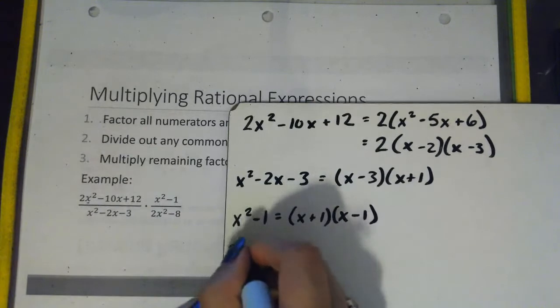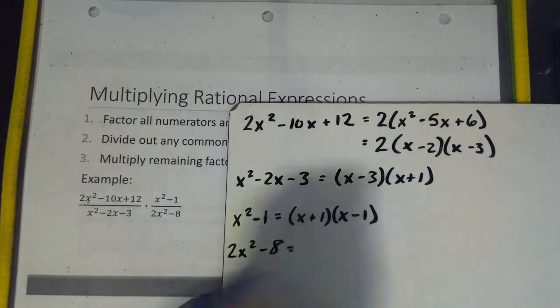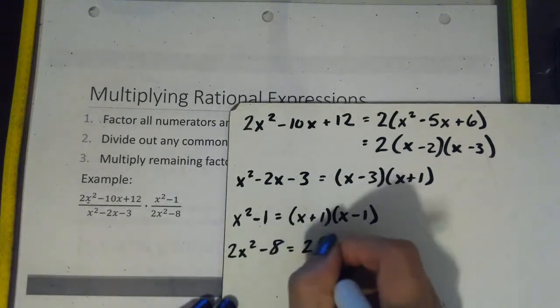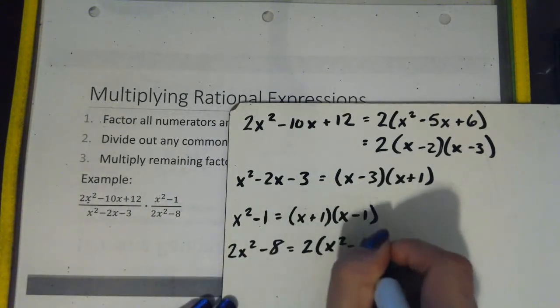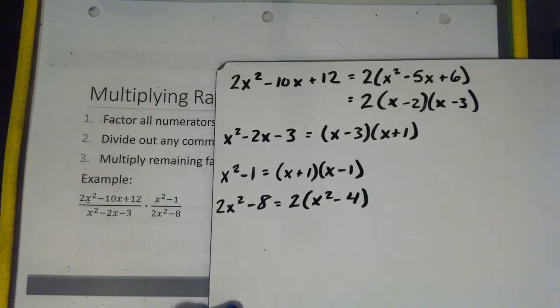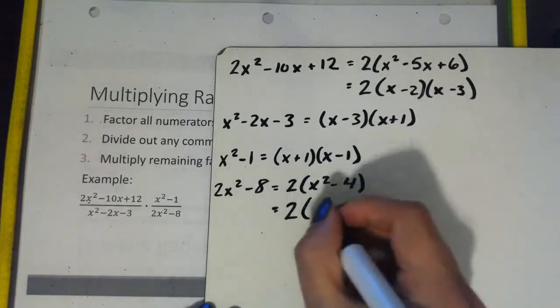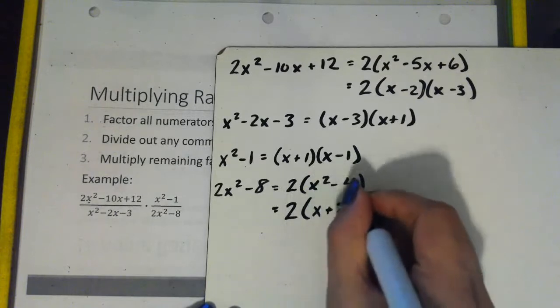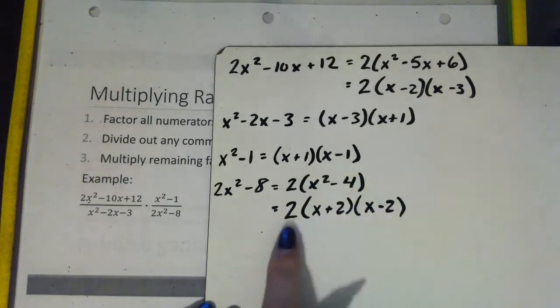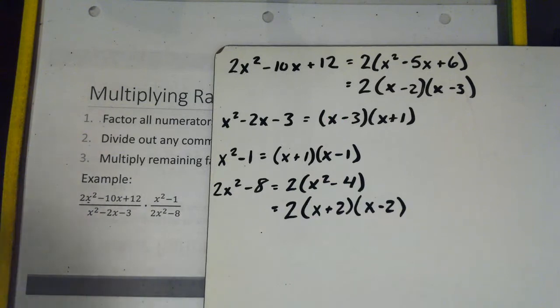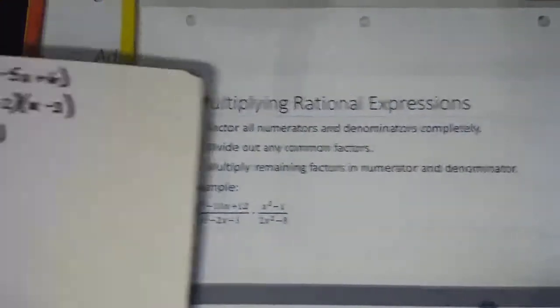And then my second denominator is 2x squared minus 8. First, I can factor out a greatest common factor of 2, which leaves me with x squared minus 4 in parentheses. And then x squared minus 4 is a difference of squares, so I can continue factoring that into x plus 2 times x minus 2. But don't forget we have this 2 out front. It's important too. So now I'm going to replace all of the expressions that I have with their factored equivalents.